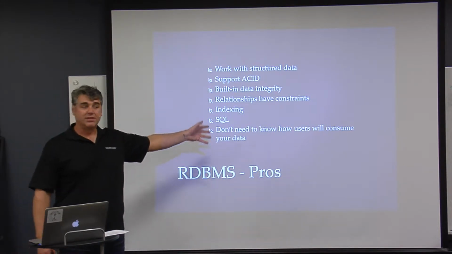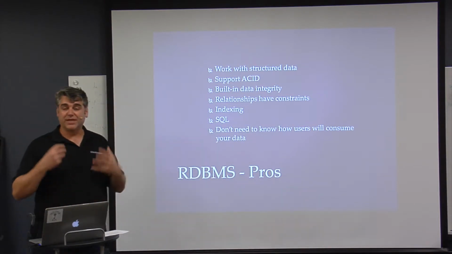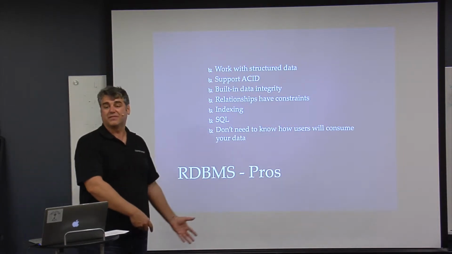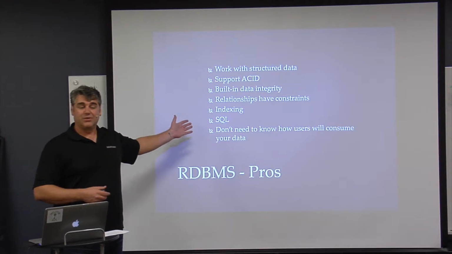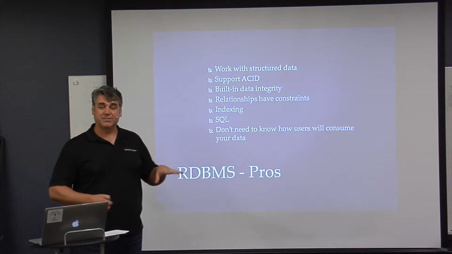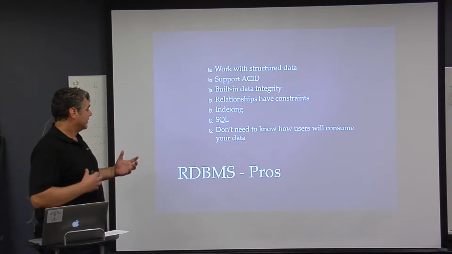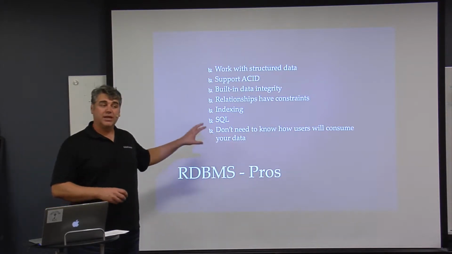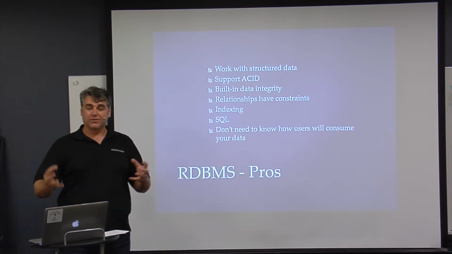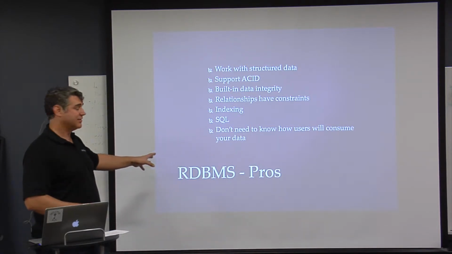Relationships have constraints. So basically, you can't delete something from one table if it exists in another table. Indexing. So if you need a query to go faster, you can find the right index, and therefore you can make your query faster. And of course, SQL. You have a very rich language that a lot of people understand, and you can get someone with relatively no experience to walk up to your database and start understanding how to interact with it. And one of my favorites is you don't need to understand exactly how your user is going to consume data. If your user wants to create a very convoluted query with 30 joins, they can. It may take a while, but they can do that.